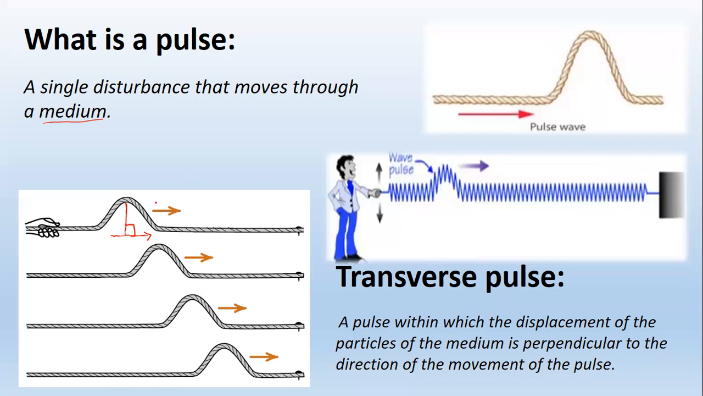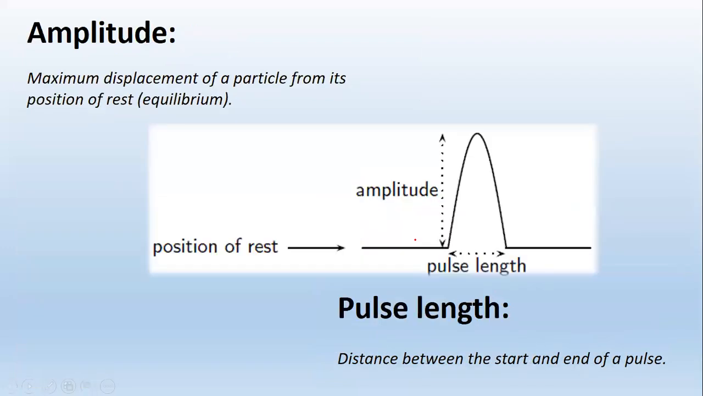It's also advisable for you to write down this definition and know the differences between a pulse and a transverse pulse. And these are the definitions of these words. Now, when you have a look at this slide, we have what you call the amplitude. Now, we are learning about the pulse. We are learning about some of the characteristics of a pulse.